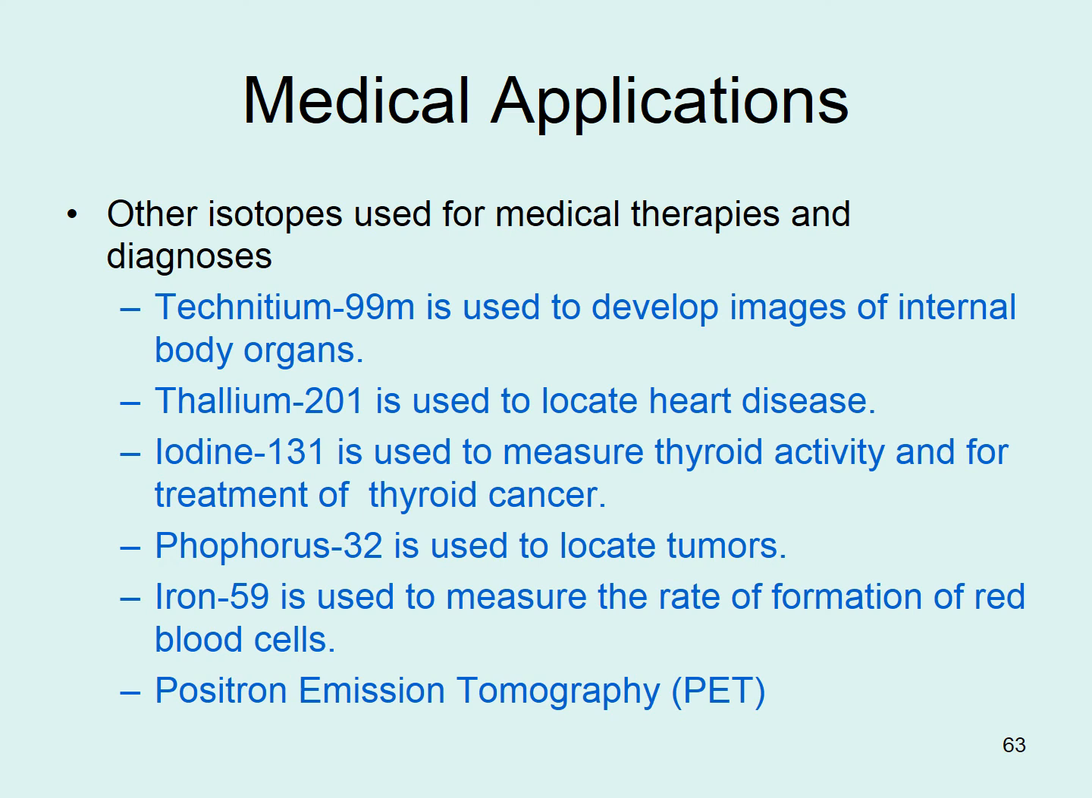And you probably have heard of a PET scan, which is called positron emission tomography, and that's kind of a method that again is like an MRI where it can give you a picture of your insides, and it's because there's positrons being emitted that can be detected.